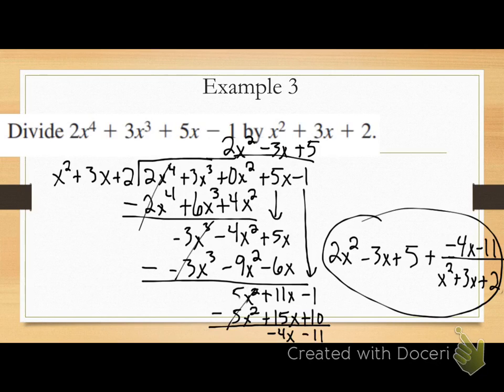Questions on example 3? Did it get a little easier as we went on? I know it takes a little while, but it's the same process as what we were doing up here, right? Not too bad. Any questions?